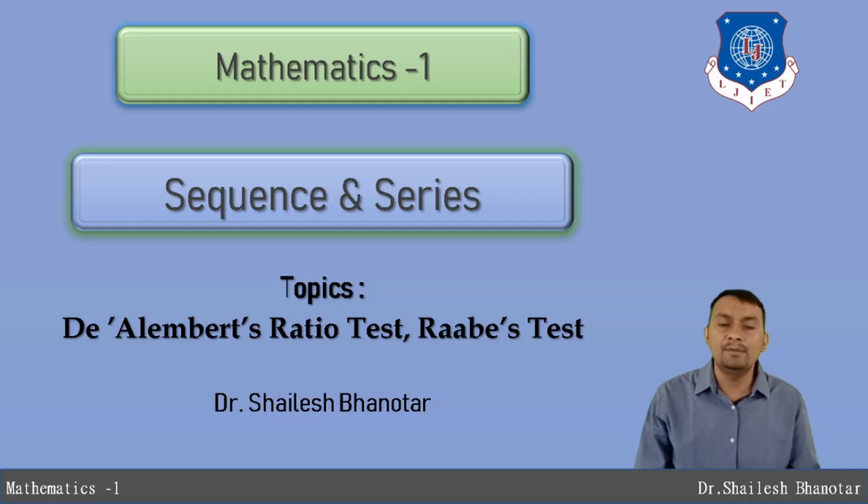Welcome back. Previously we have discussed the telescoping geometric series, then the zero test for divergence, and after that the integral test. In the last video we discussed the comparison test and the p-series test. But now we are going to discuss the D'Alembert ratio test and the Raabe test.